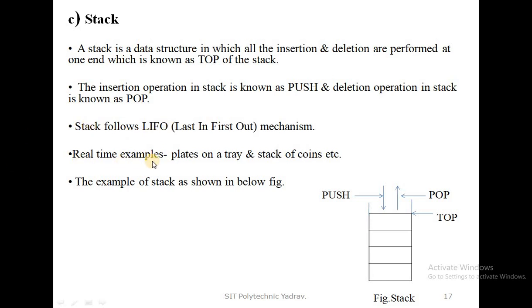Real time example. Okay, for example, plates on a tray and a stack of coins, etc. Means what? Plates on a tray means it is one type of tray. In that tray the plates are arranged one after another after another. So that is an example of a stack. Also coins. Okay, this example shows how it is possible. This is an example of a stack as shown in this figure.